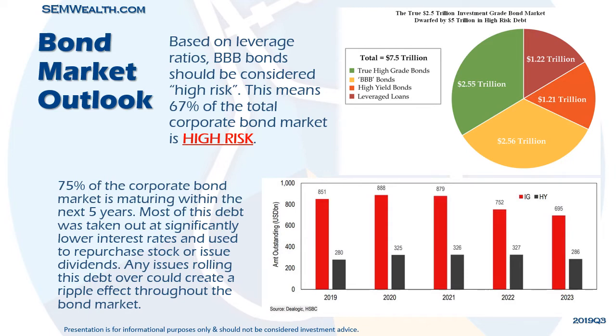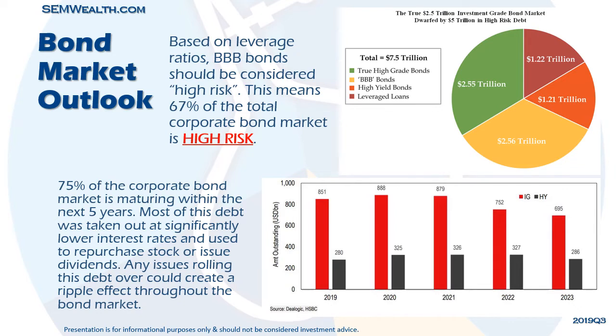The first one I think is interesting is if you look at the leverage ratios, it's hard to argue that triple B bonds are not considered high risk. They have 33% more leverage than they did last time we went through a recession. So if you consider triple B bonds high risk, that's 2/3 of the bond market is at risk right now. That's unheard of. So of the 2.5 trillion, 67% or $5 trillion is in high risk debt.